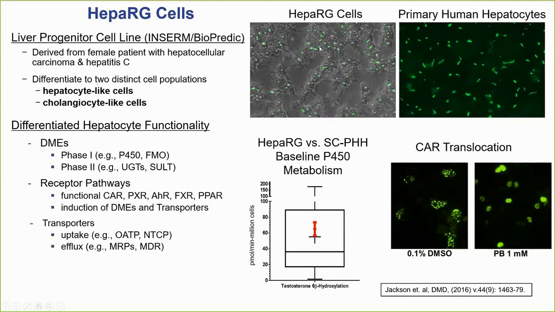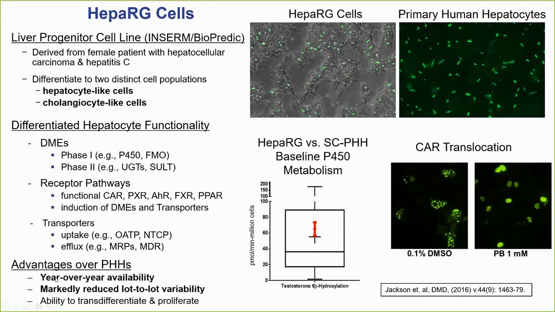The advantage of these systems, and probably the most important for our program, is that they're available year over year. So we have these cells, and we can use them in a consistent genetic background as one of our donor preparations that we look at. They also have, as you can see here, compared to the marked lot-to-lot variation in primary human hepatocytes with metabolism, and this is true for many other endpoints, they're much more consistent from lot to lot. So this gives some significant advantages in being able to have a consistent screen.